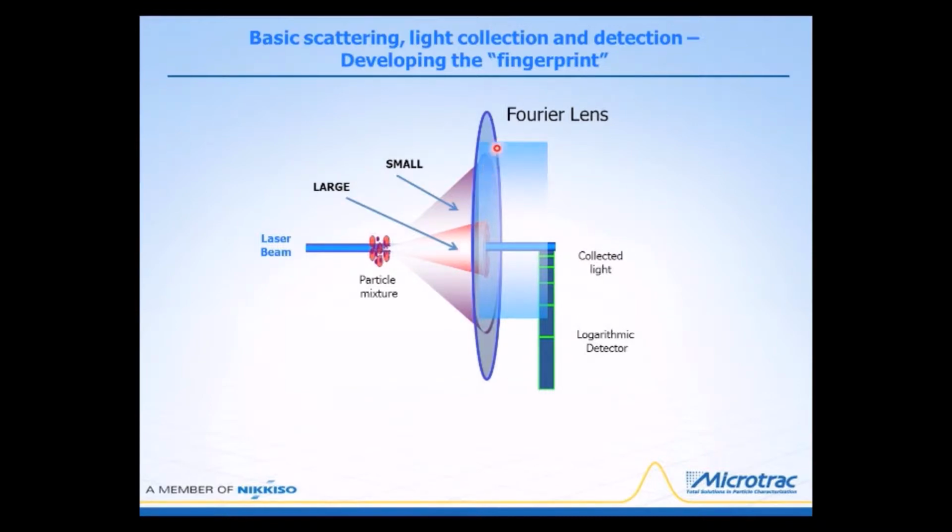Now, the light is captured by a Fourier lens, and that light is then focused onto a logarithmic detector. And you'll notice the detector segments increase in size as we go out to wider and wider angles. That's to take into account the lower intensity from which the small particles scatter the light. So this is the basic concept of diffraction instruments.